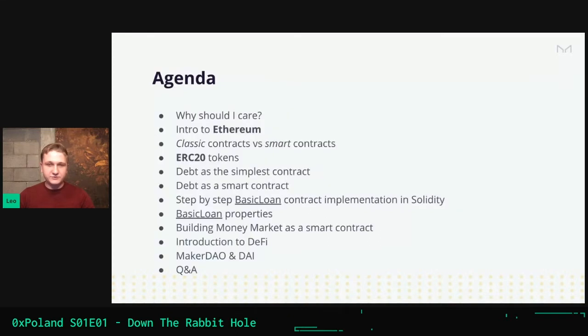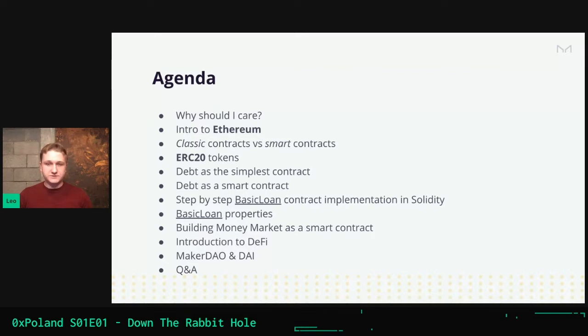After that boring intro, let's go to the agenda and see what awaits us today. First, we're going to start with why should I care? What can we build with that? Why do we need those complex and weird primitives? Second, we're going to talk about Ethereum, what it is and what it makes possible. Then we're going to go into the differences between classic contracts and smart contracts, and we're going to compare them across different fields and points of view.